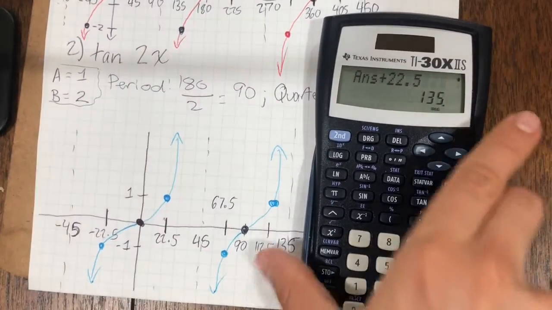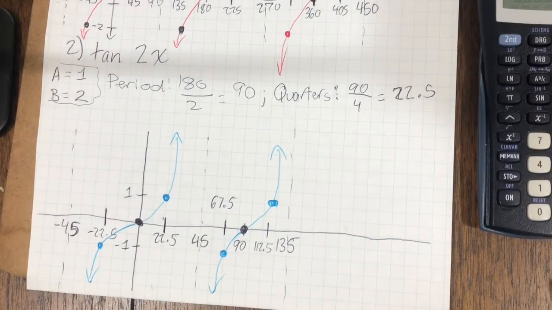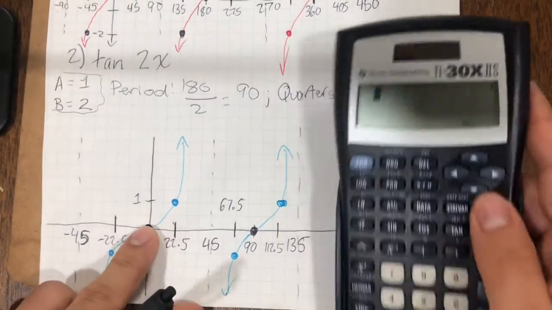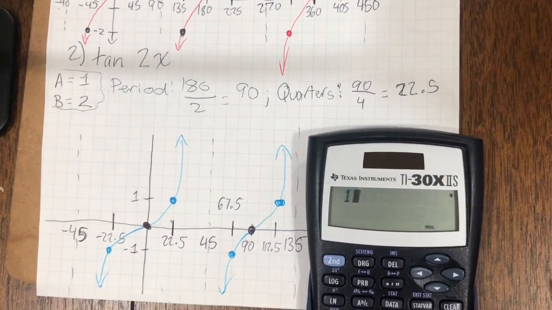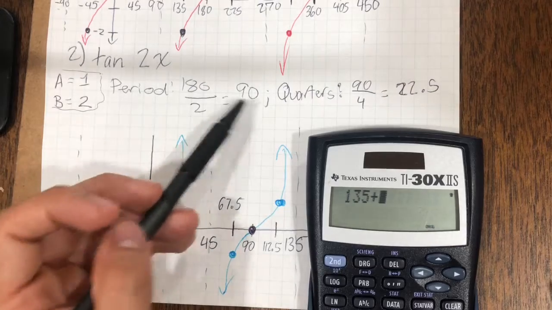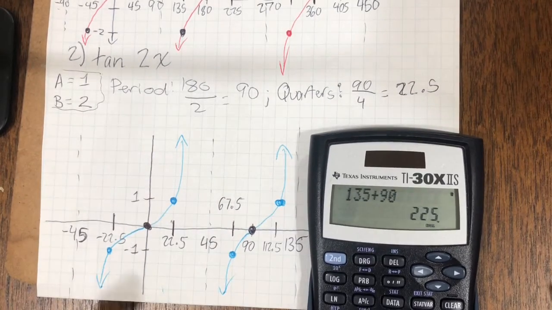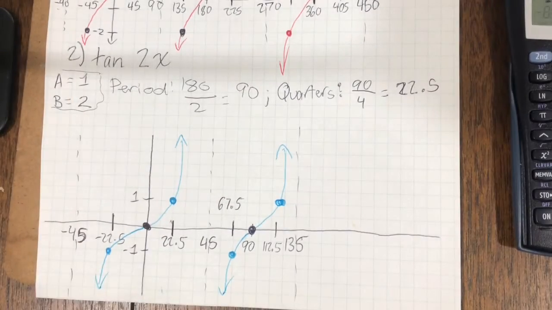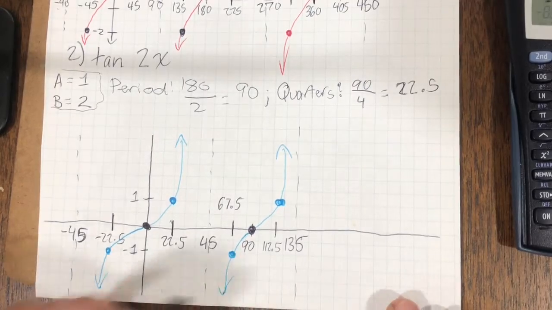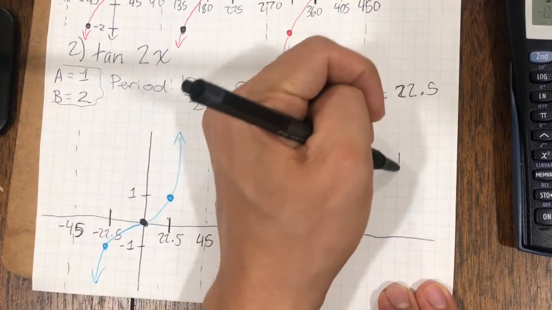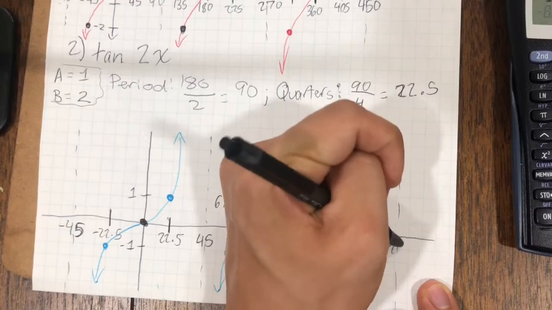I have my pattern. All right, now let's keep it going. So I'm only gonna draw one more part. So I have 135, and then what I'm gonna do is take 135 and add it to the period, which is 90, and I get 225 degrees. All right. So this is 225.